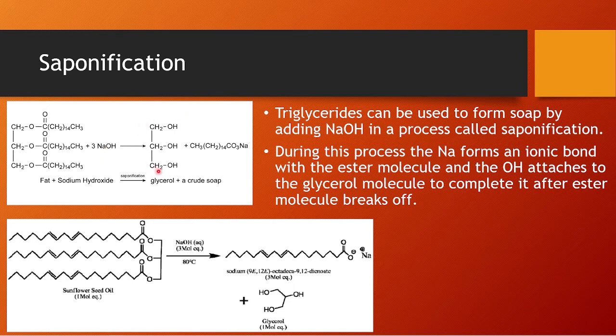So we've got our glycerol molecule here, and this Na will attach itself to the fatty acid chain. The glycerol molecule will then get an H on the end to become glycerol. And then you'll end up with a crude soap, which is whatever the Na is attached to, in an ionic bond. Hopefully that makes a little bit of sense. So you break it apart, chop it off right here, and whatever is on this end is going to have the Na, and on this end is going to have the OH. Kind of hope that makes sense.